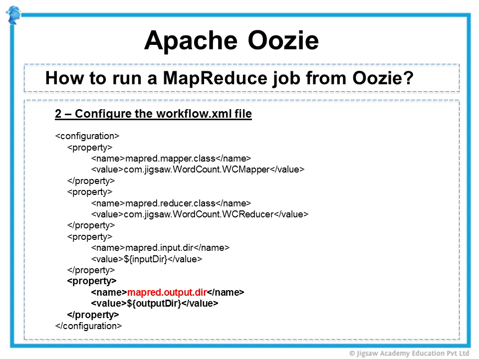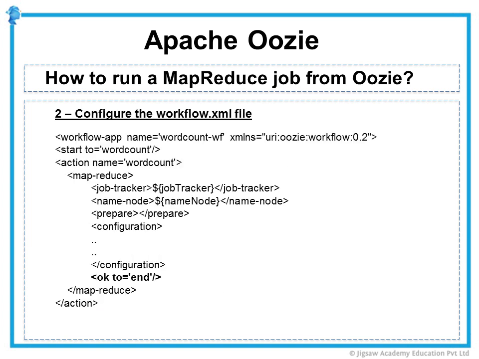Next, we have to indicate what should happen after the job has run successfully, right? So we do that using the OK element. So OK to end, that's what it's saying. After it has successfully run, it should go to the end node. We can also set it to go to another action node and perhaps run a Pig script or a Hive script, right? So we'll see how to do that in the next video.